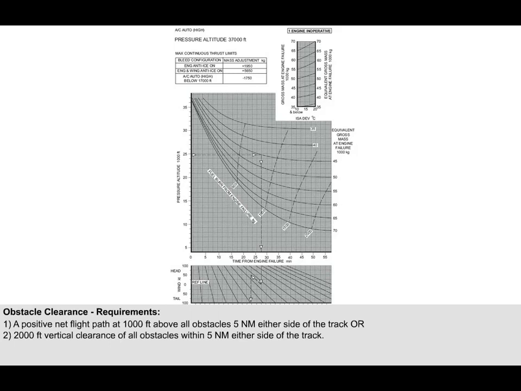These graphs are more complicated, but importantly, these graphs will enable the pilot to work out if the aeroplane can clear any obstacle in the flight path by 2,000 feet. When you use the graph, be careful to adjust the weight of the aeroplane for any non-standard conditions and anti-ice use. Notice that the heavier the aeroplane, the longer and lower the drift-down procedure is.